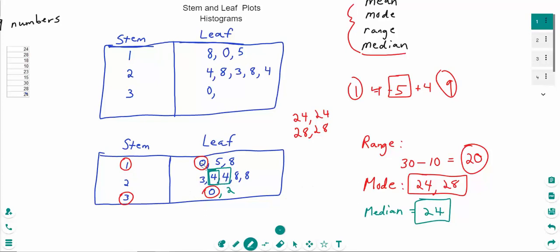All right, so just as a quick refresher on finding the median. If it's an odd number of numbers, you just take the middle one. If it's an even number of numbers, then you have to average the two middle ones. Okay? All right, so that is that.